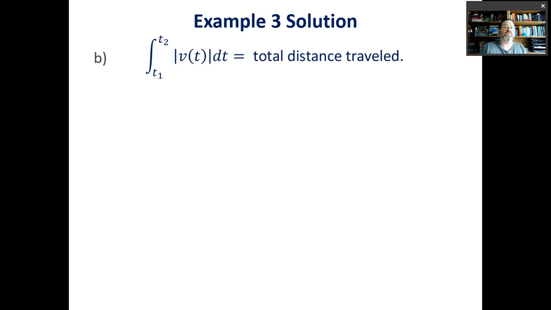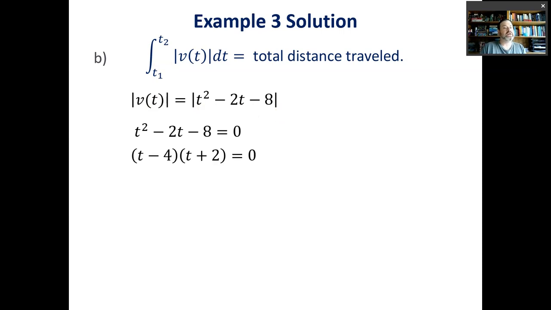So let's find out where it's 0, and then we can just plug in numbers and see where it's positive and where it's negative. So I need to find out something about this function. I need to find out where it's positive and where it's negative. So first I find out where it's 0. Luckily this factor is real nice. Negative 2 is not in our domain, so I can ignore it. So the velocity is 0 when t equals 4.